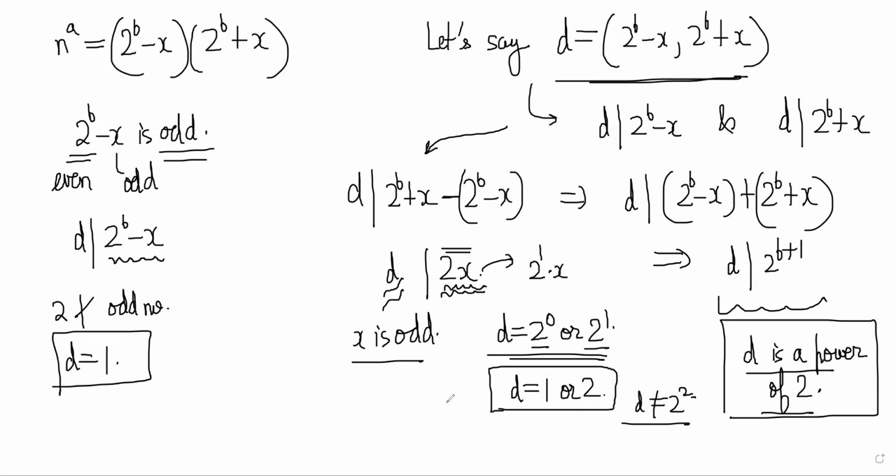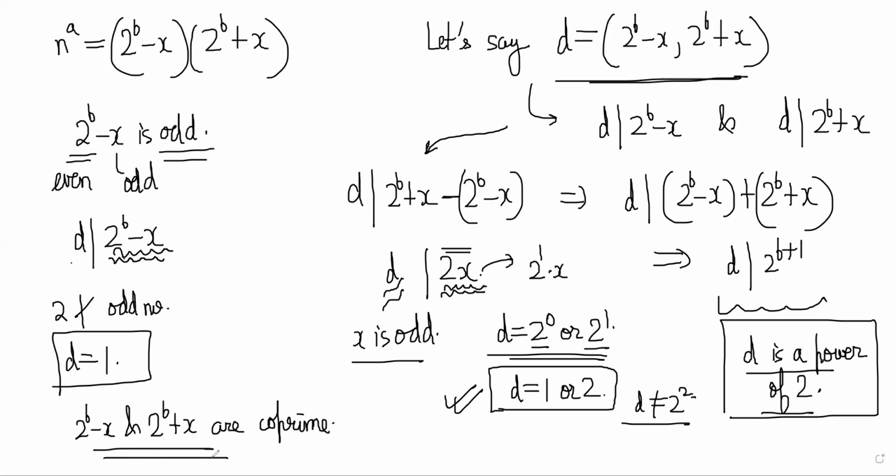We are concluding, since d is 1 or 2 and 2^b − x is odd, d has to divide it, so d must be 1, right? So from here, what we have figured out from this argument is that 2^b − x and 2^b + x are co-prime. Their GCD is 1, right?